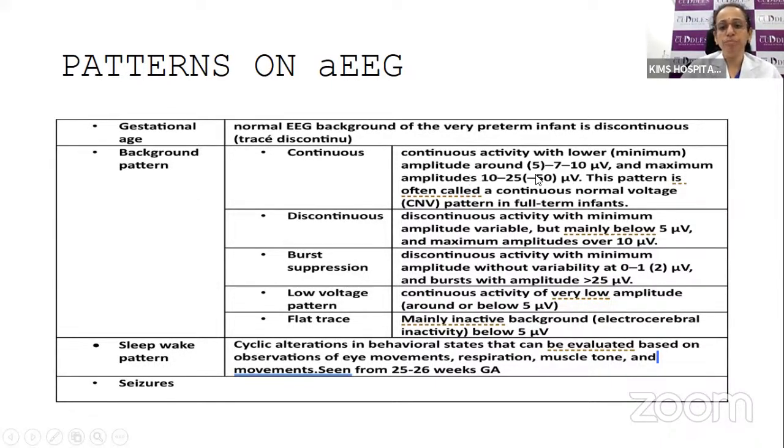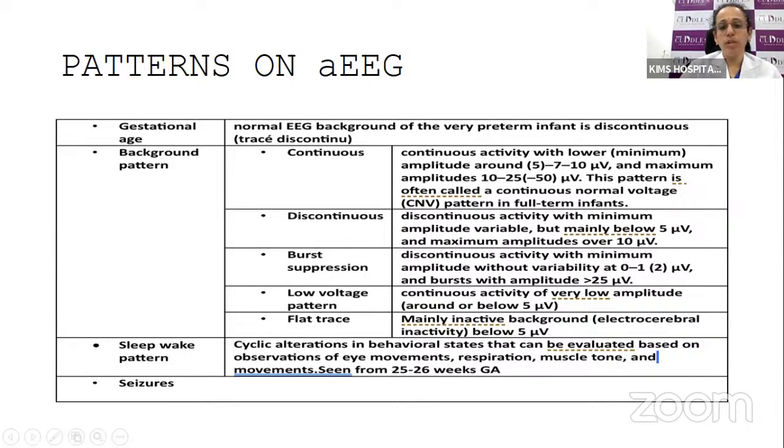Continuous pattern means the lower amplitude will be always above 5 microvolts, and in most situations above 10, and the maximum amplitudes will be between 10 and 25 microvolts. This pattern is always called the continuous normal voltage. It is a common pattern in full-term infants. Discontinuous pattern is of different types. In discontinuous activity with minimum variability of amplitude, the lower voltage will be below 5 microvolts and the maximum amplitudes will be up to 10 microvolts.